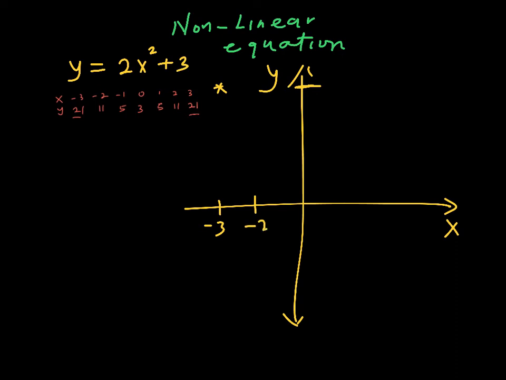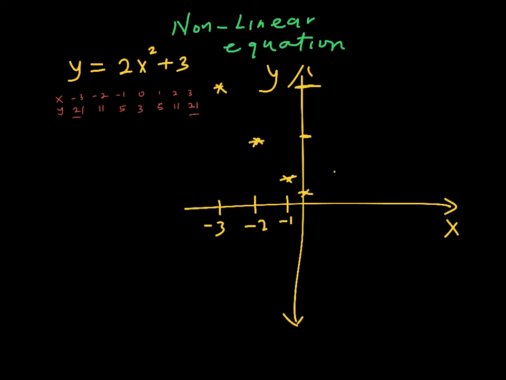So 11 will be somewhere around there. And then when x is -1, y is +5, so +5 will be somewhere there. And then when x is 0, y is 3, so we're going to put it close by there. And then when x is 1, y is equal to 5.